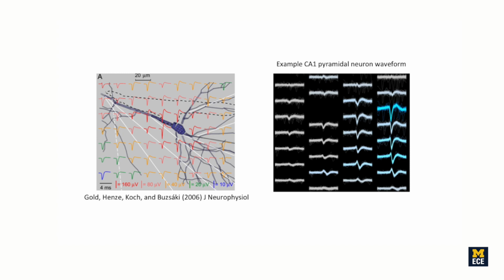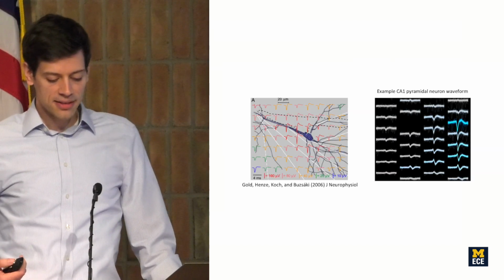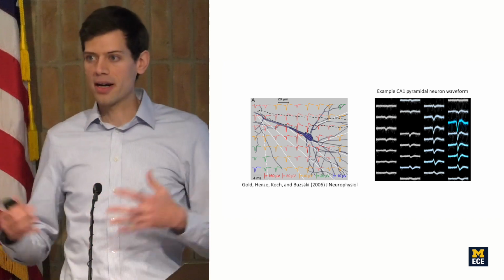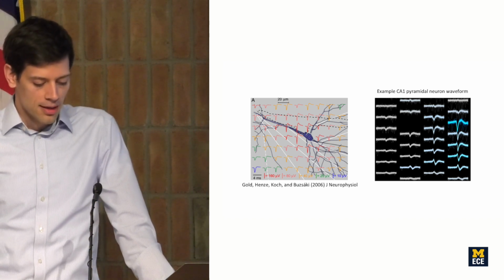But CA1 pyramidal neurons are really going to be about as big as it gets in terms of electrical fields, at least in a mouse brain. They have very large neurons and also very polarized morphologies, which lead to these broad electrical fields. So we can expect that it will only be smaller from there. Any other type of neuron is going to have smaller, and possibly much smaller, electrical fields.